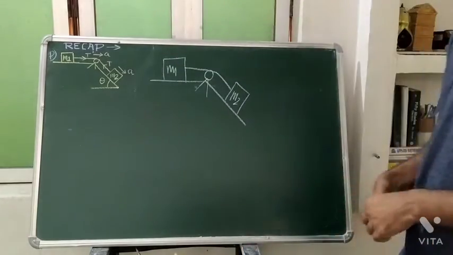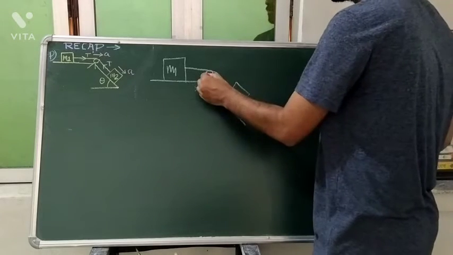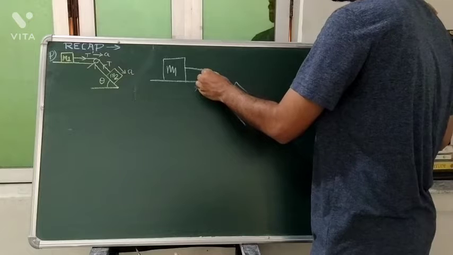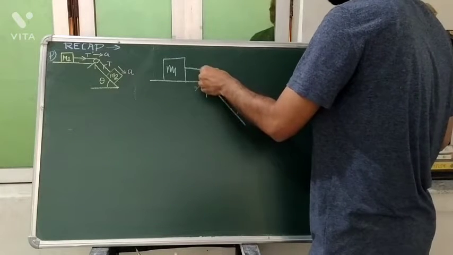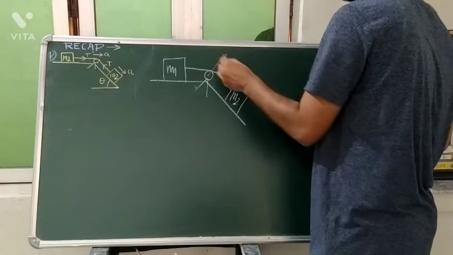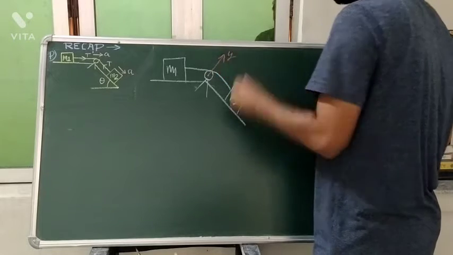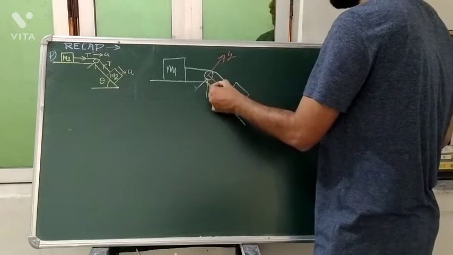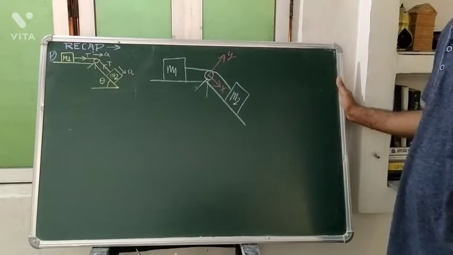So student, it is fixed. So from a fixed point we will always consider the datum. Suppose this is a fixed point, it is representing the y-axis, and it is representing the x-axis here. Getting?